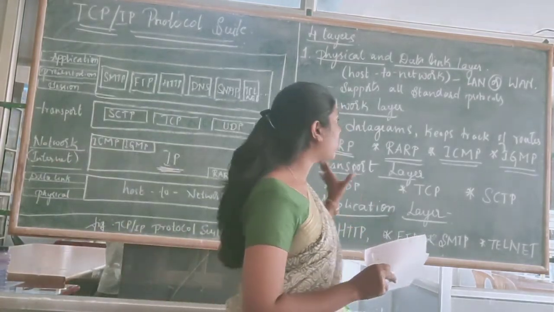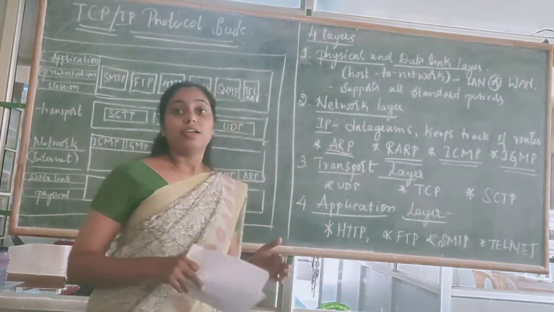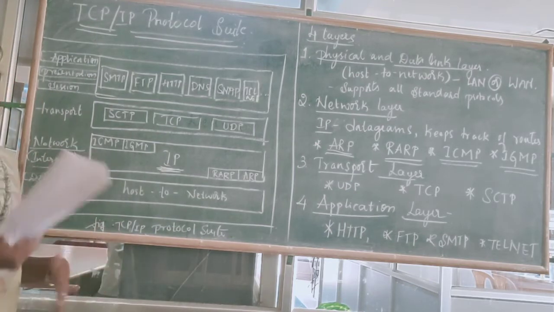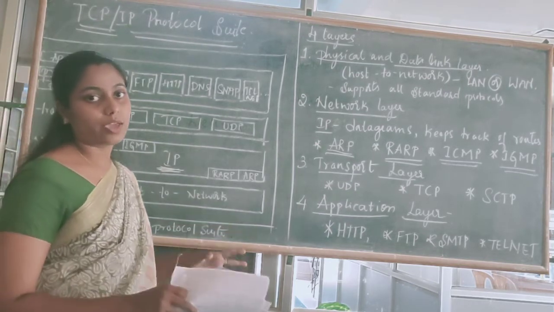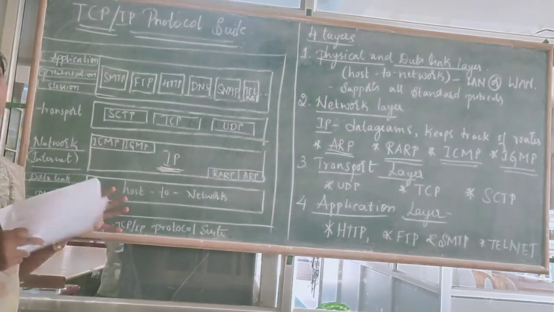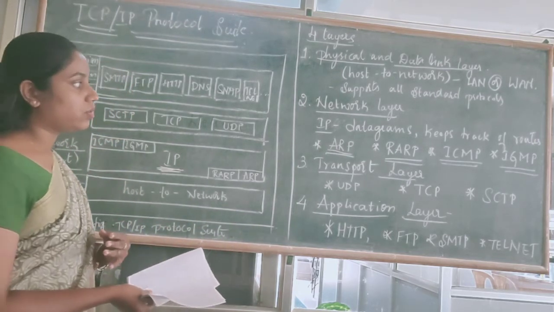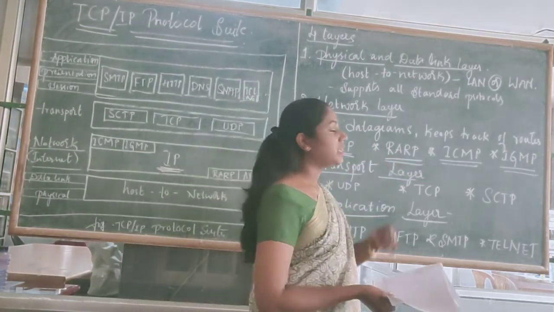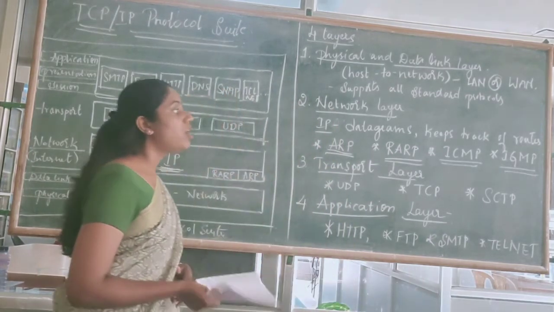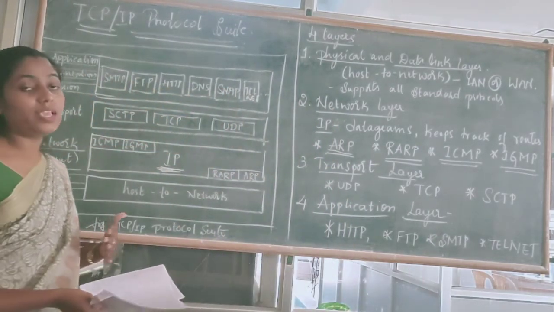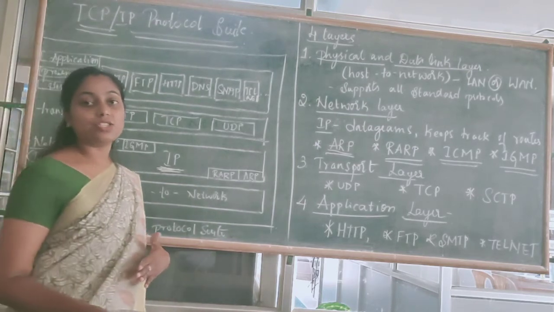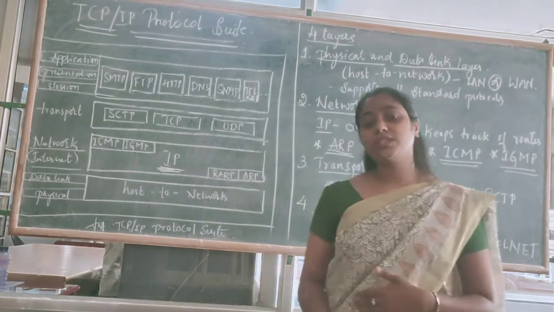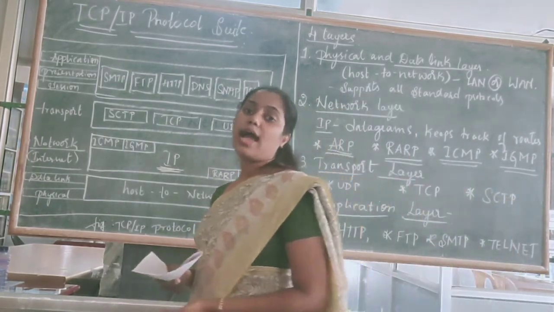If we need the physical address, what will we use? That is ARP. If we want to find the physical address, we will use ARP when we know the IP address of the device. If the IP address of a device is known, what can we find from it? We can find the physical address. And RARP is Reverse Address Resolution Protocol. So it is the reverse of ARP. If we know the physical address of the device, we can know the IP address.